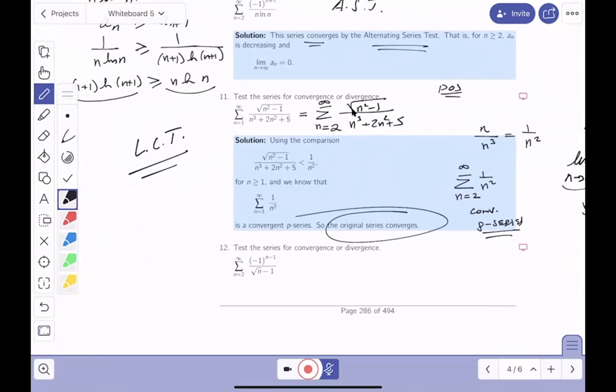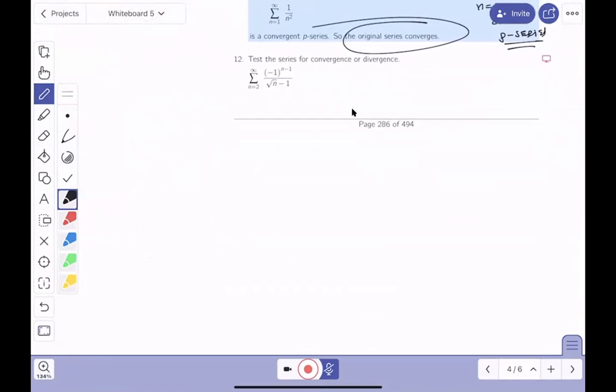Okay, let's do the next one. I'm going to say, let's take a look at that. And I'm glad they're starting at 2 because then it makes it easier for me. If they started at 1, I'd have a problem with that because it's not defined at 1. And let's write this down. So I'm going to use AST. I'm going to look at the limit as n goes to infinity of 1 over root n minus 1, and this equals 0.